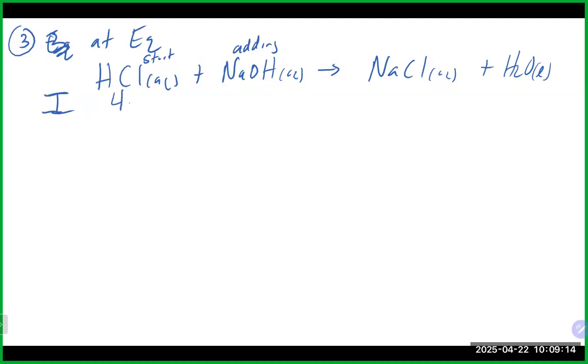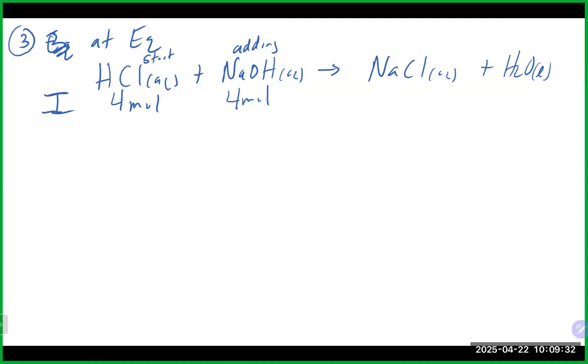So again, I'm going to start with 4 moles of HCl, which means in this particular case, if I am at the equivalence point, how many moles of sodium hydroxide should I have? I should have 4. That's basically your definition of equivalence point. Those two guys are equal to each other.